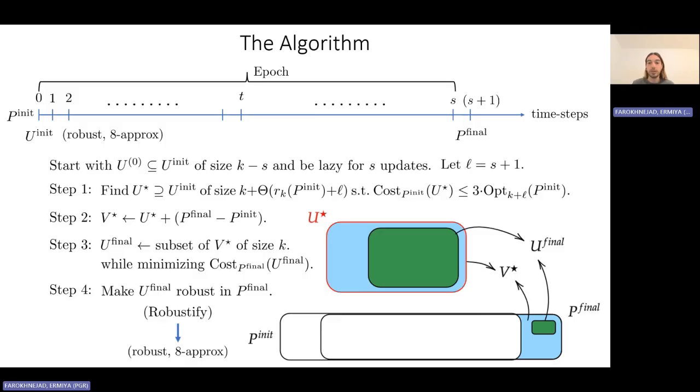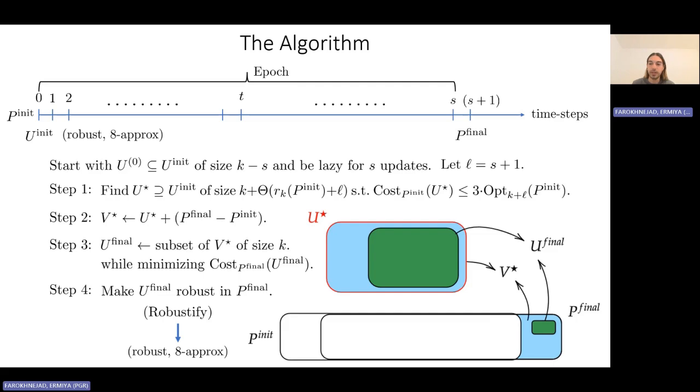Now let me explain why the recourse is also good. Well, during the lazy updates, you can see that the recourse is at most 1 because we are at most inserting 1 center per update. What happens at the end of the epoch? In step 1, we are going to insert redundancy plus L many points into U init. According to the double-sided stability, we know that the redundancy is theta of stability. And L is also S+1. It means that the size of U star is going to be K plus order of S+1.